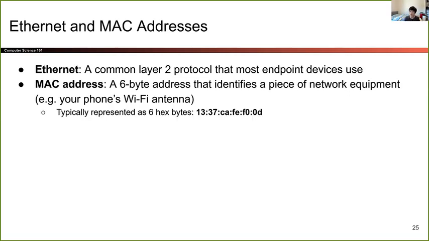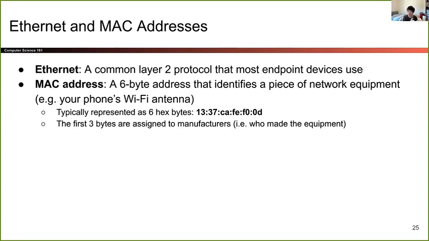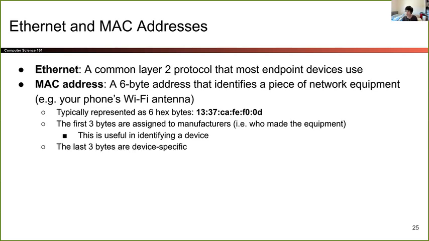Usually these will be written out as 6 bytes with colons separating them. So we've got 1, 2, 3, 4, 5, 6 bytes here. The first 3 are assigned to manufacturers. So maybe Apple gets a bunch of first 3-byte addresses, and Intel gets some 3-byte addresses, and other companies get the same as well. And then the next 3 bytes are device specific.